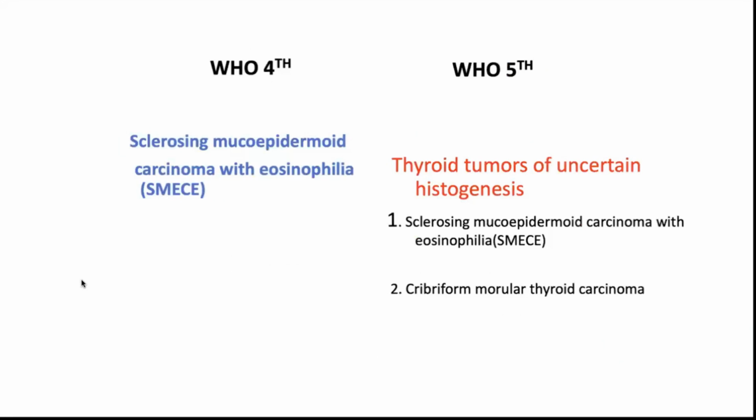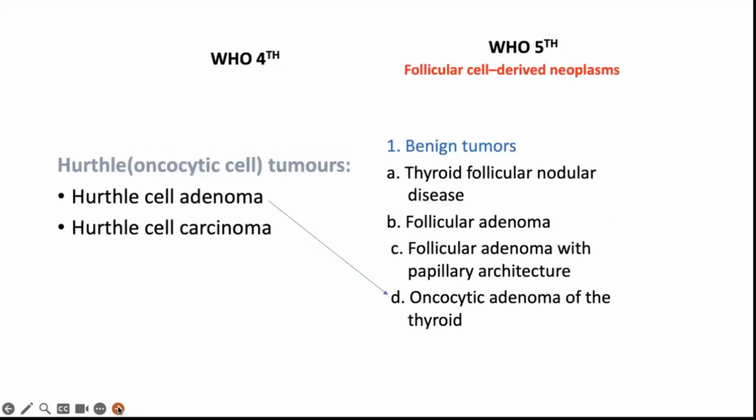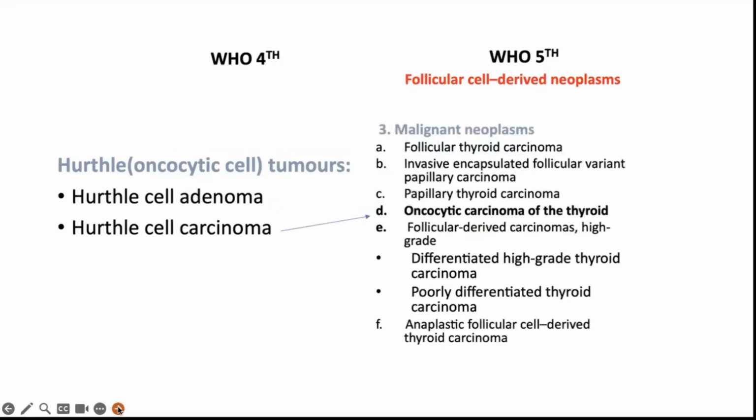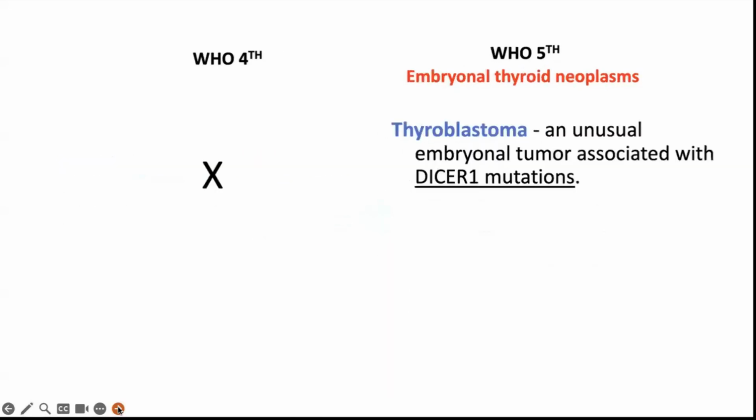The entity which was sclerosing mucoepidermoid carcinoma with eosinophilia is reclassified, along with cribriform morular thyroid carcinoma, as sclerosing mucoepidermoid carcinoma. The Hürthle cell tumors are no longer described as Hürthle cells. They have been renamed and reclassified into oncocytic adenoma and oncocytic carcinoma of thyroid, and come under follicular cell derived neoplasms. Already mentioned, oncocytic carcinoma of thyroid comes under follicular cell derived neoplasms.